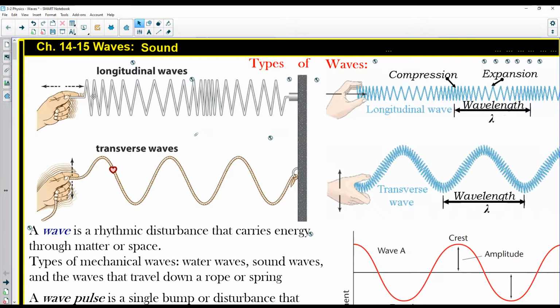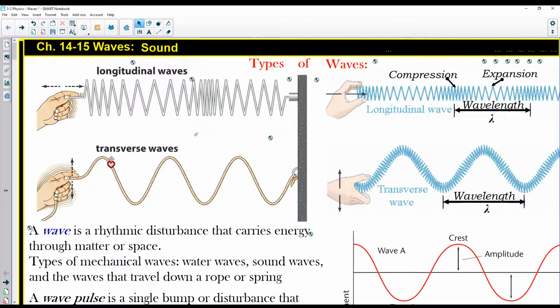So if the compressions move left and right, your particles in the wave will move left and right. Your particles will move along with the motion of the wave, longitudinally. They move along with the wave. You can watch all the videos that I posted for you through the lesson.